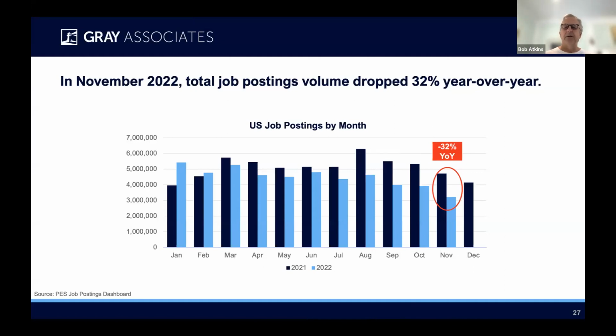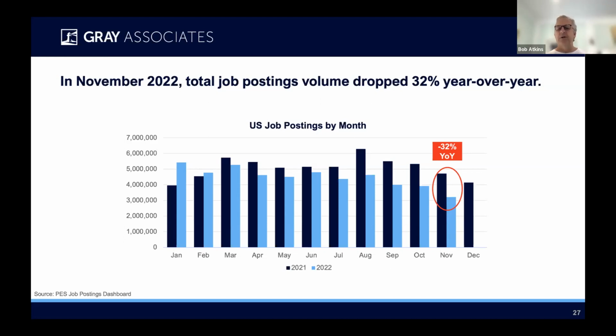Job postings, probably not any news here in the sense that you may have read in the papers that the feds have tightened interest rates, and that's leading to a slowdown in the job market and potentially a recession coming up next year. We'll see if that actually transpires, but we are seeing a drop in the job market.